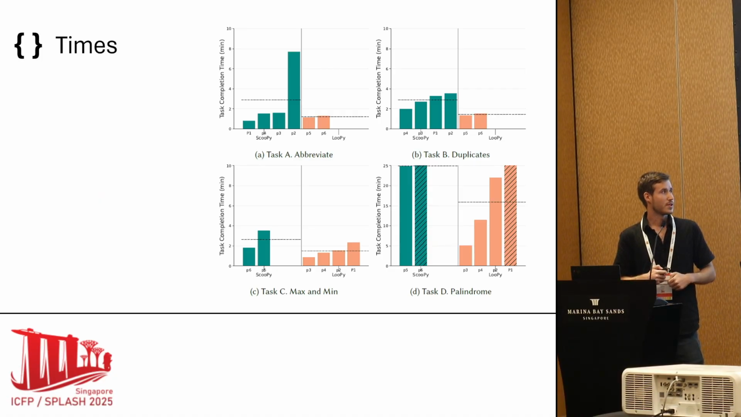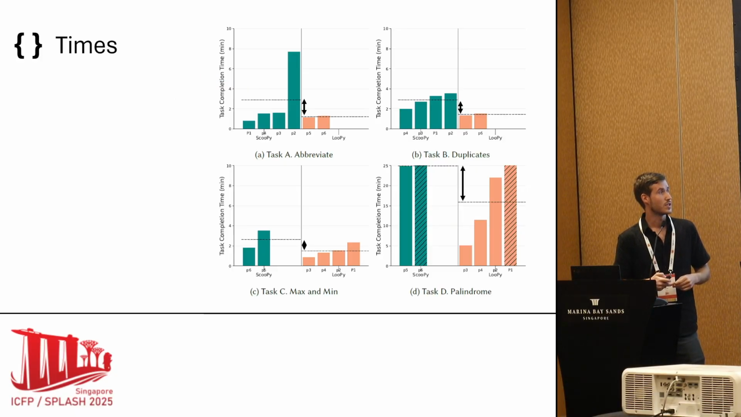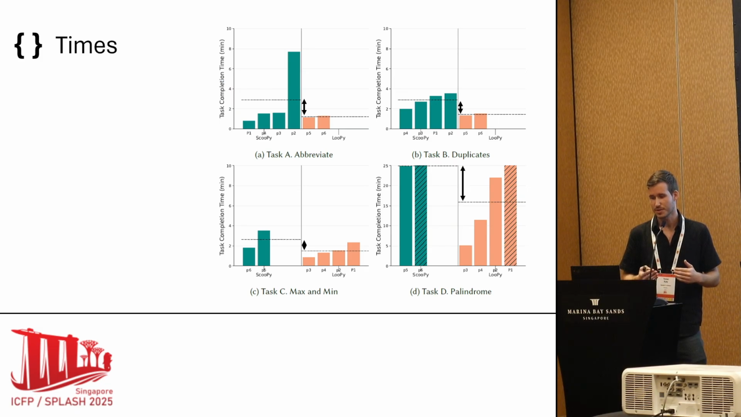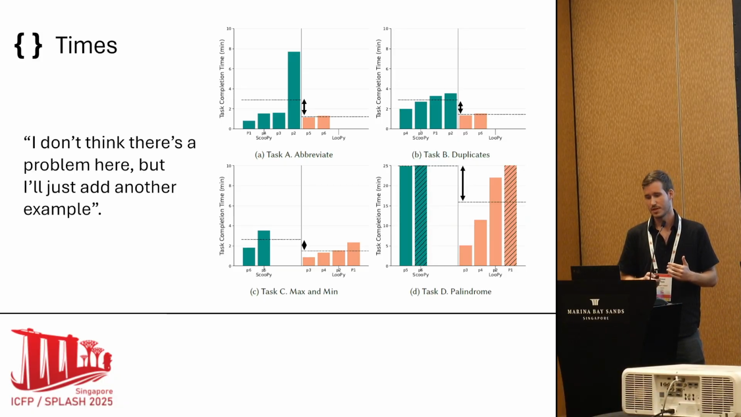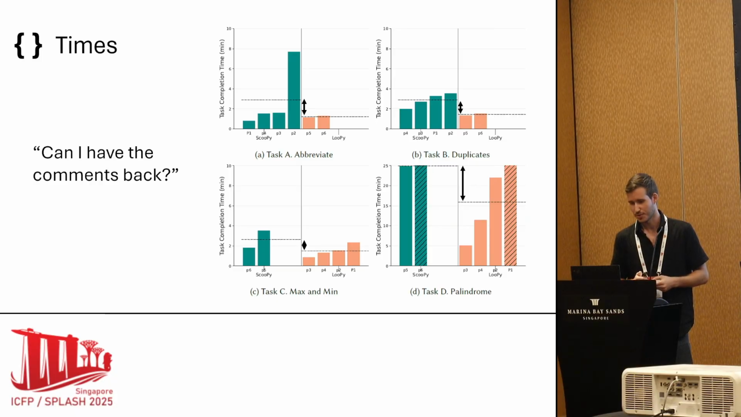Here you can see the time it took each participant to solve each task, where the dashed line represents the average time it took for each group. And as you can see, in all of the tasks, participants who had those example scopes took more time to solve the task. We believe this is because they were more engaged with the examples and the code itself. One of them told us, I don't think there is any problem here, but let me just add another example, meaning they were playing with the examples. Another thing I want to note is that each participant who started solving the task with example scopes asked for them back when they moved to a task without them. So it's nice to know.